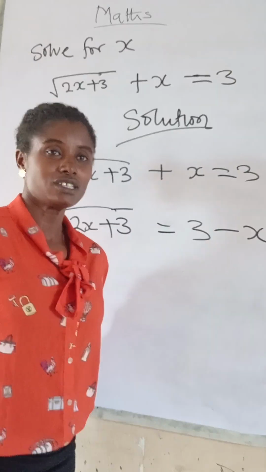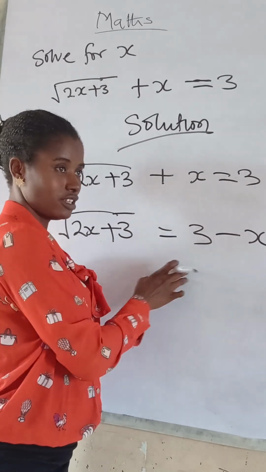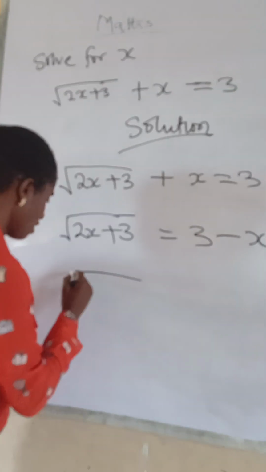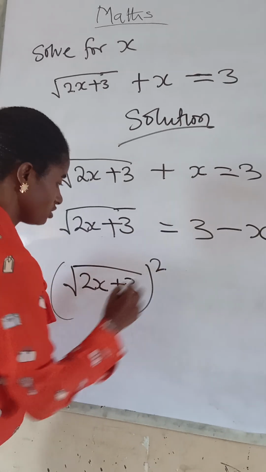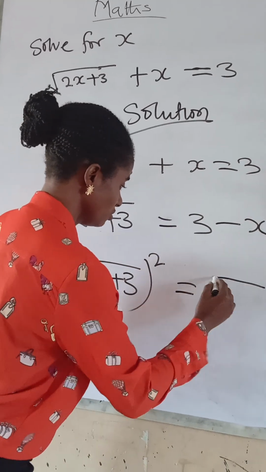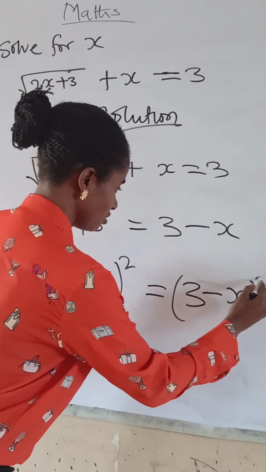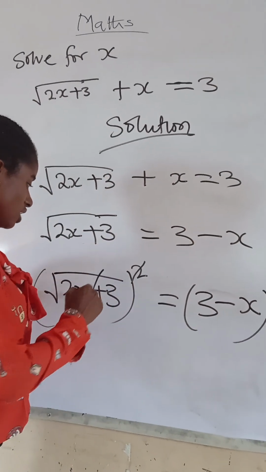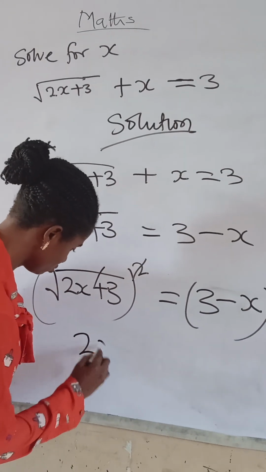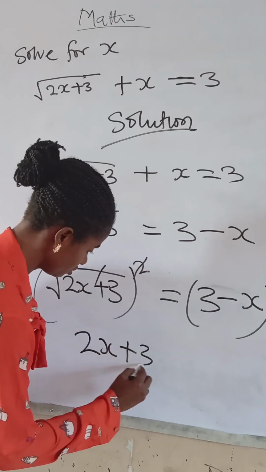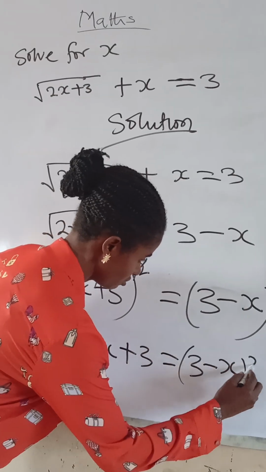Now that we are done with this, we are going to remove this square root sign. In removing it, we square both sides. We have root 2x plus 3 raised to the power of 2 is equal to 3 minus x squared. This will cancel this. We are left with this one.